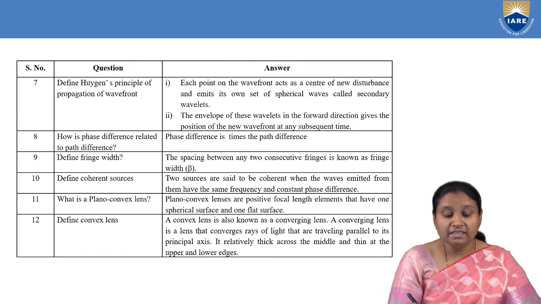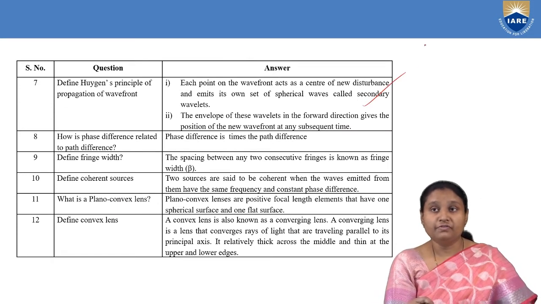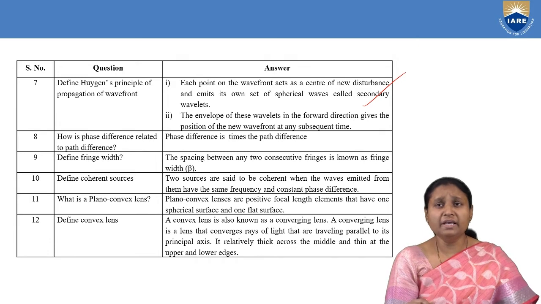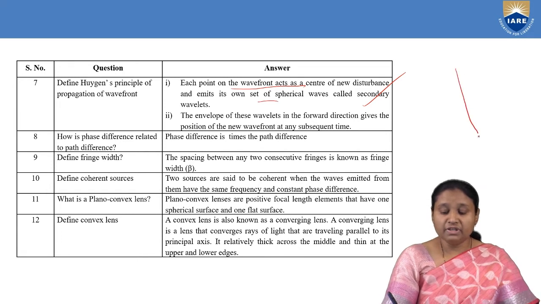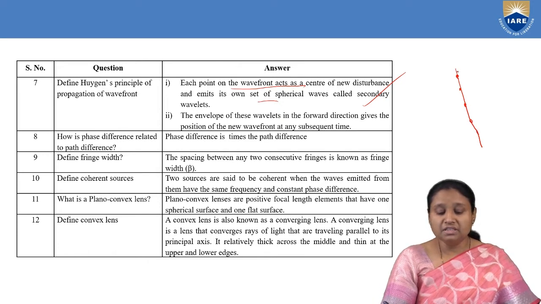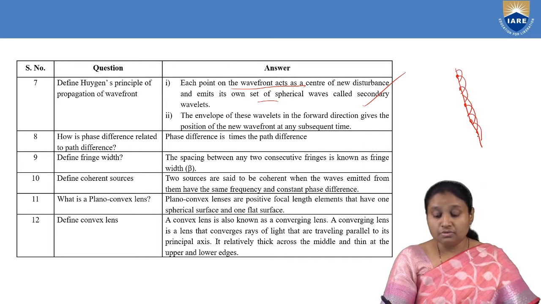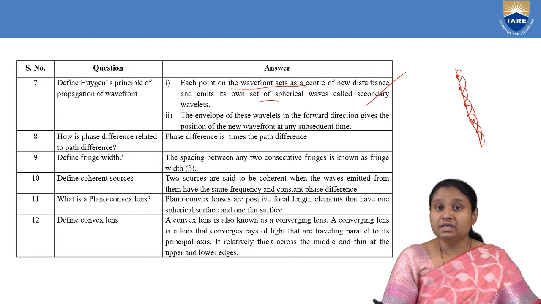Then define Huygens principle of propagation of wavefront. According to Huygens principle, if we consider each and every point on the wavefront, suppose I have one wavefront here, and I consider each and every point of this wavefront, then what we observe here is that from each and every point you will have secondary waves coming out. So each point will give rise to a secondary disturbance.